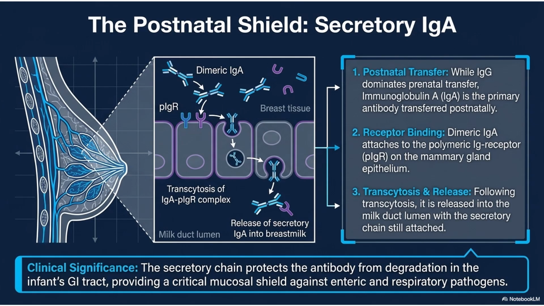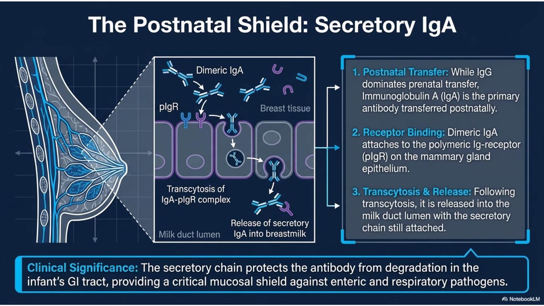Now, the second postnatal mechanism, the shield delivered through milk, built on secretory immunoglobulin A or secretory IgA. So trace the sequence on this slide. First, postnatal transfer. After birth, secretory IgA dominates the protective antibody in the mother's colostrum, that first antibody-rich milk, and continues in mature breast milk. So notice the structure. Unlike IgG in the blood, this IgA is dimeric, two antibody units joined together, which makes it especially suited to guarding wet mucosal surfaces.